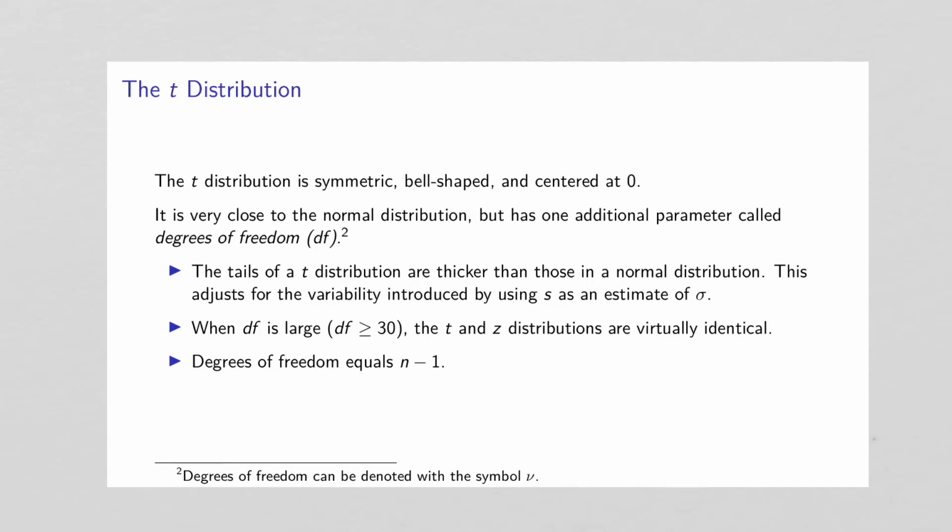The t-distribution is symmetric, bell-shaped, and centered at 0. Sounds familiar? Sounds like the normal, right? That's because the t-distribution looks almost exactly like the normal after an n bigger than 30, more or less. So it's very close to the normal distribution, but has one additional parameter called degrees of freedom. The tails of a t-distribution are thicker than those in a normal distribution.